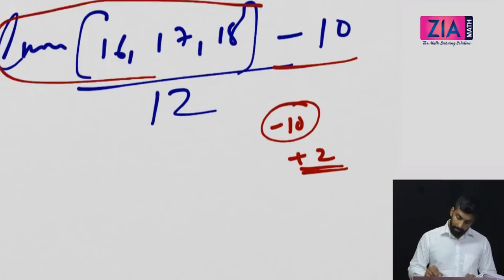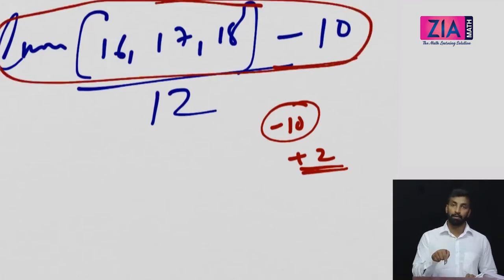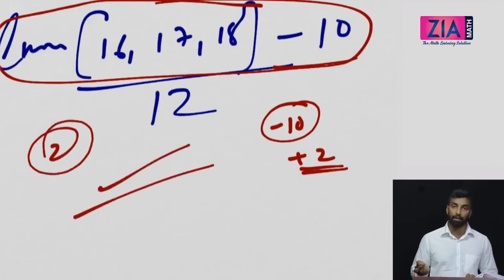Or your number is actually 10 less than a multiple of 12. So what does this mean? Minus 10, that means plus 2, right? Then you got the n value, you can substitute and you can get the answer faster.